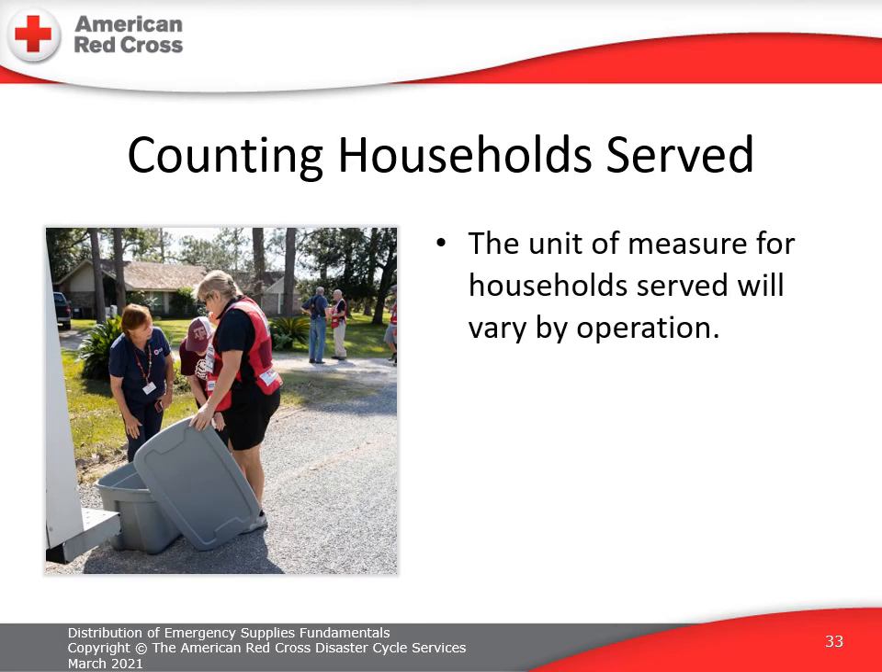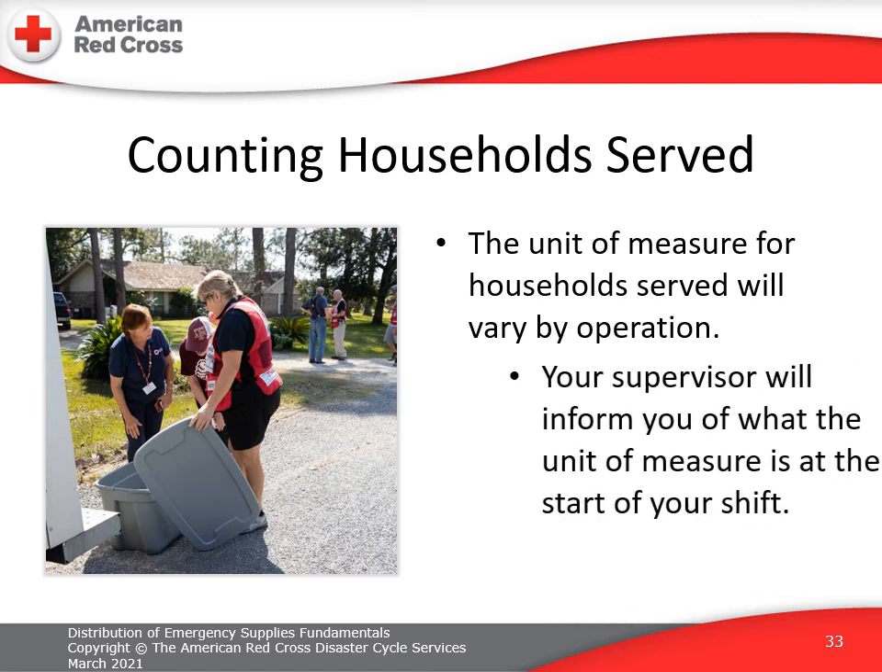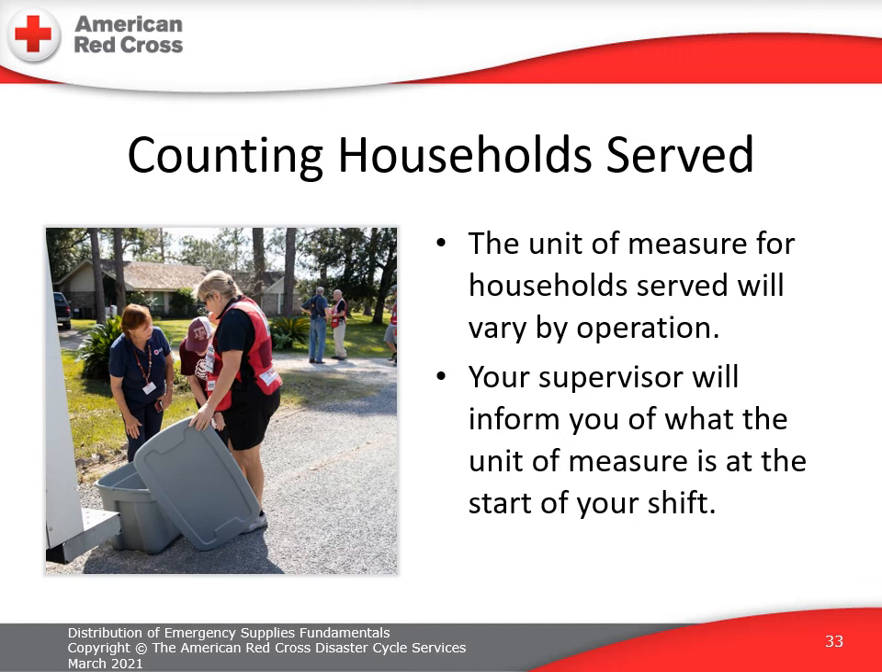The unit of measure for households served will vary by operation. Your supervisor will inform you of what the unit of measure is for households served for the operation. For example, if the DRO is providing each household with a plastic bin filled with supplies, the plastic bin may be the measure for households served. If you started your route or fixed site with 100 plastic bins and 20 bins remained at the end of your route or fixed site, you would then count 80 households served.